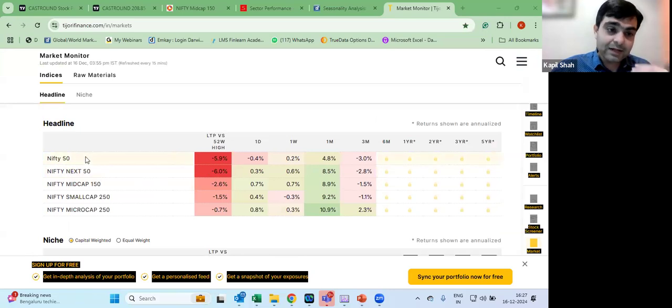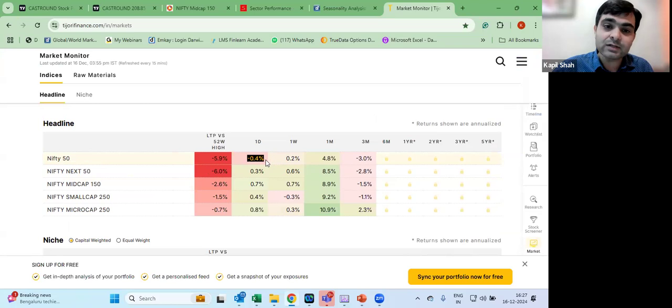It shows me the headline indices, that is the Nifty, Nifty Next 50, mid cap, small cap, and micro cap. And I have the percentage return, based on 1 month, 1 week, and 1 day, showing who is outperforming or underperforming. Let's say today, if I have to pay attention, my Nifty ended on the negative side, 0.4 percent. Whereas my Nifty Next 50 is 0.3 percent up, Nifty mid cap is 0.7 percent up, Nifty micro cap is 0.8 percent up. So the little bit of understanding is that today micro cap and mid cap outperformed, but it is just 1 day of data.